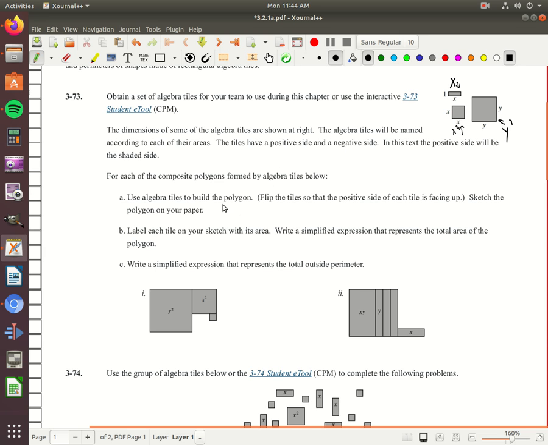So it says, use the algebra tiles to build polygons. Sketch the polygons on your paper. Label each tile on your sketch with its area. So first of all, the area is so much easier to get. This is just going to be a y squared plus x squared plus 1, right? Pretty simple. The perimeter is always a little bit tricky, right? I like to put a mark so I know where I start. So this length is y, this length is x, this length is x, this is 1, this is 1, this is 1. What am I going to call this?